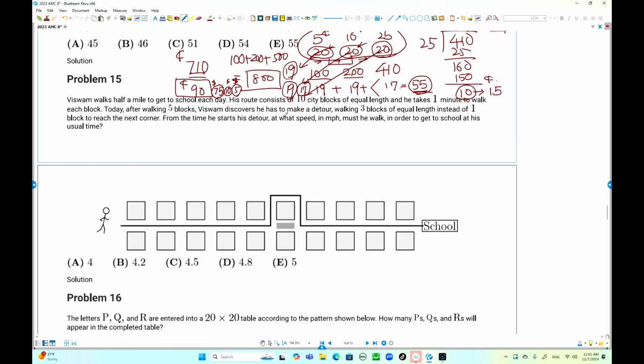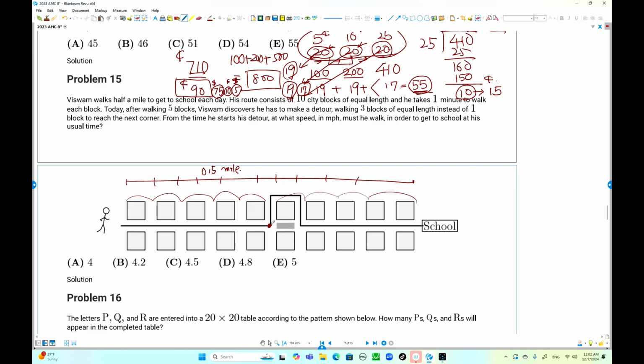Here is number 15. So half a mile from here to here, that is 0.5 miles. Okay. So the route is 10 cities. Okay, we have 10 cities. I'm going to do this one thing. Okay, 1, 2, 3, 4, 5. 1, 2, 3, 4, 5. Anyway, 10 cities. So there's a detour over here, right? It's in the middle, isn't it? 1, 2, 3, 4, 5. The other is 1, 2, 3, 4 in the middle.